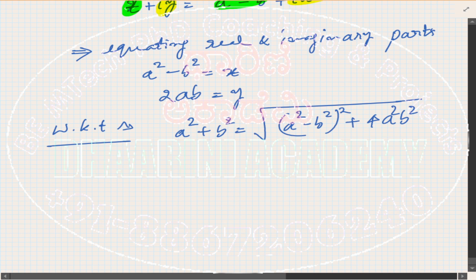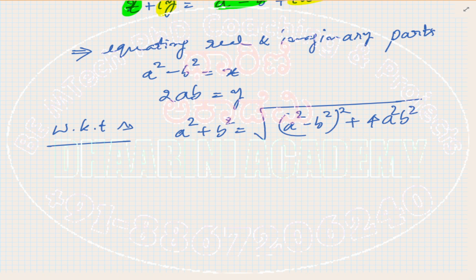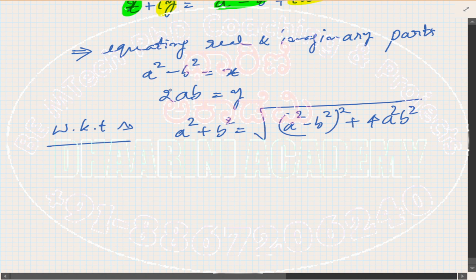Okay, which means if you want to calculate a square plus b square, I can write this as equal to, already you can see that on the left hand side, when I square this term and square this term, right, I am going to get what is inside.